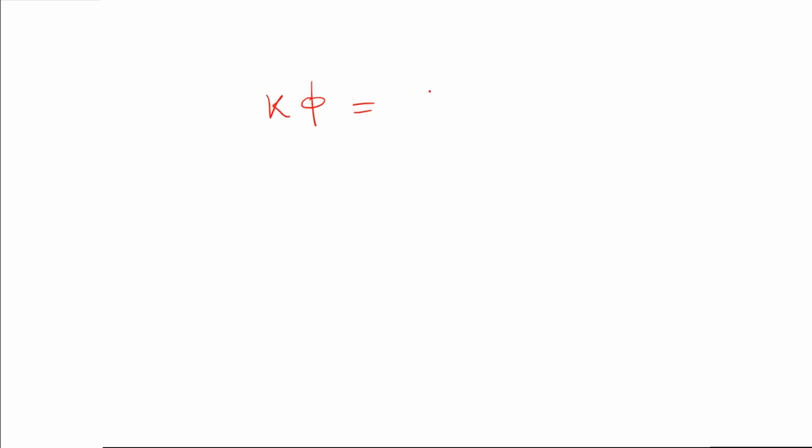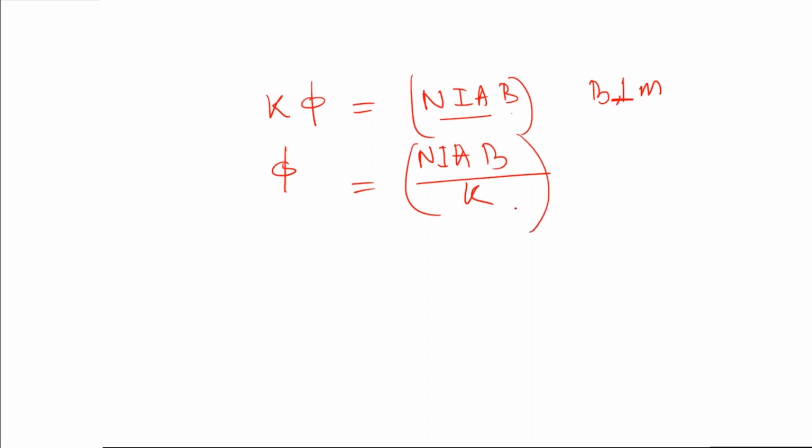So the restoring torque by the spring was K phi, and the magnetic torque was NIAB, right? This was the magnetic torque, because the magnetic field and your magnetic moment are perpendicular to each other. So that's why there is no sin theta term there. Okay. So this is M, this is B. So MB. Look, this phi can be written then as NIAB by K.